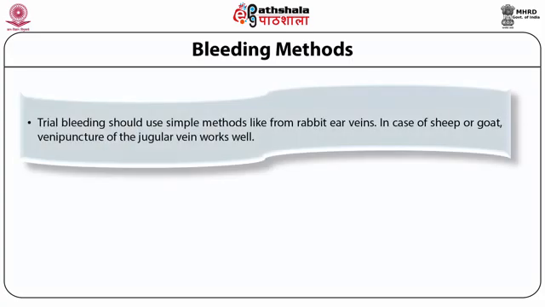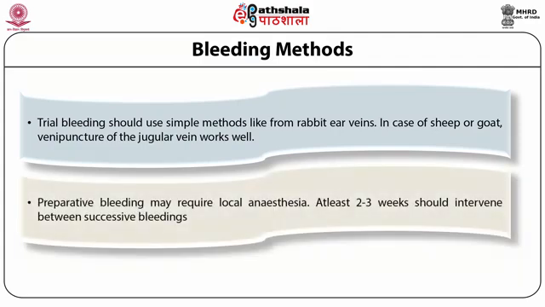Trial bleeding should use simple methods like rabbit ear veins. In case of sheep or goat, venipuncture of the jugular vein works well. Preparative bleeding may require local anesthesia. At least 2 to 3 weeks should intervene between successive bleedings.